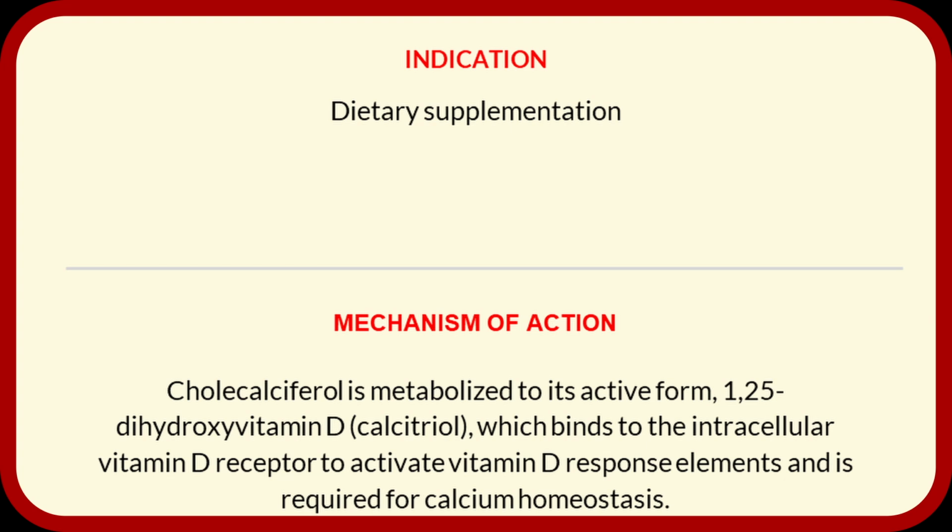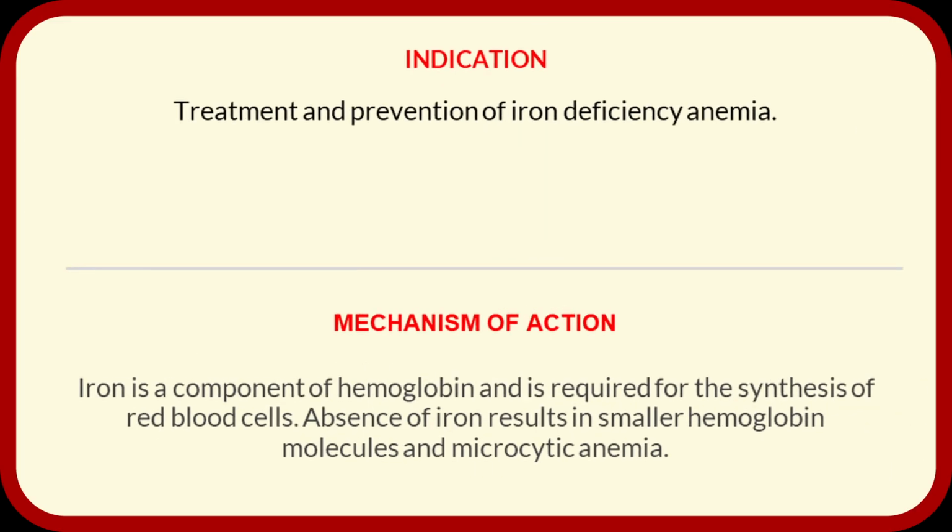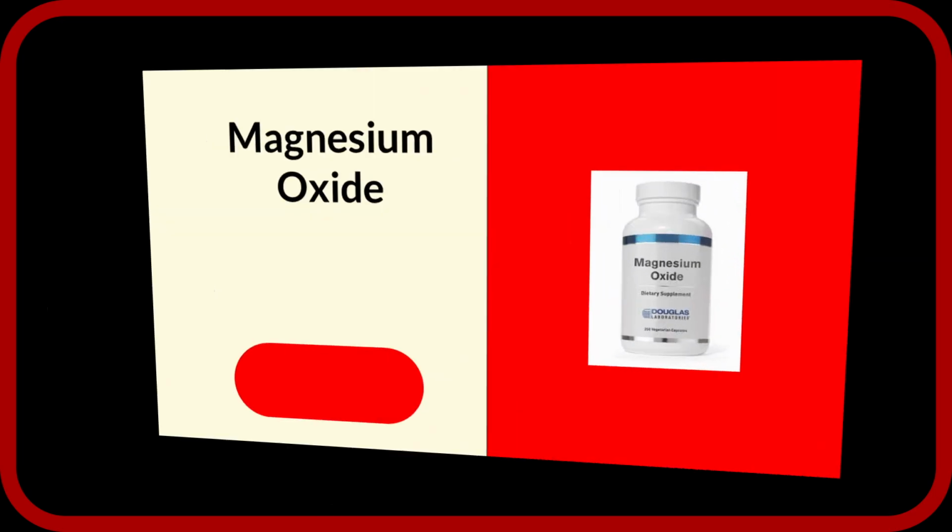for calcium homeostasis. Ferrous sulfate, with brand names Feosol or Fer-In-Sol, is used for the treatment and prevention of iron deficiency anemia. Iron is a component of hemoglobin and is required for the synthesis of red blood cells. Absence of iron results in smaller hemoglobin molecules and microcytic anemia.